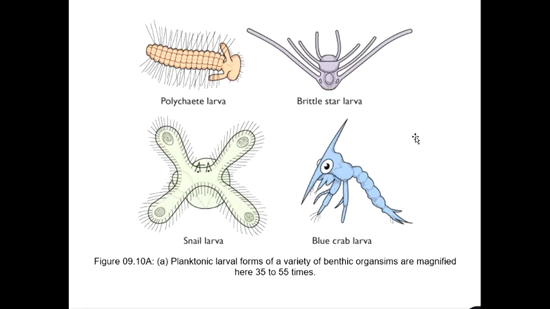Just some pictures of different planktic larval forms. They look vastly different than the adult versions. So brittle stars, blue crabs, there's a snail larvae, polychaete larvae, all of these being millimeter or sub-millimeter scale, as it says here, magnified 35 to 55 times. And they have this early stage of life in the oceans as larvae, but ultimately they settle and go to the bottom.